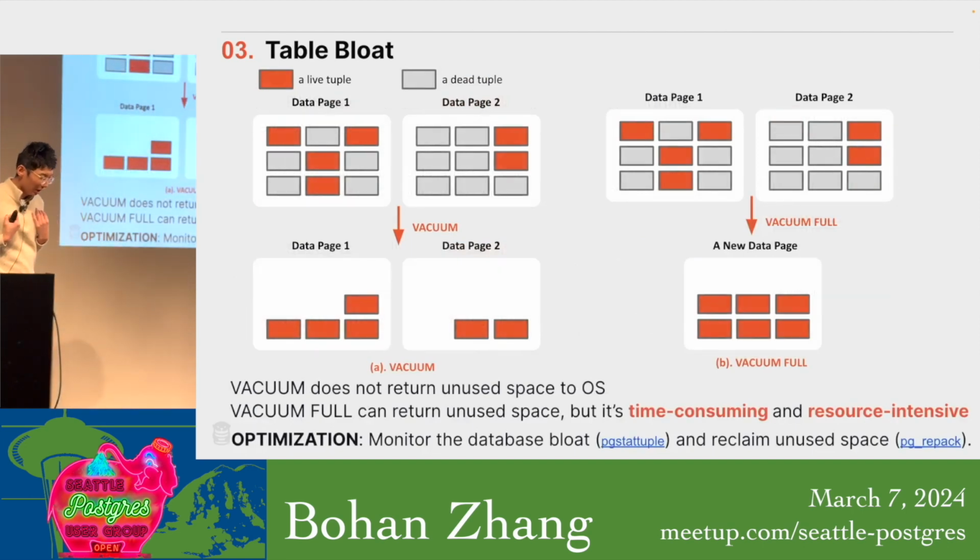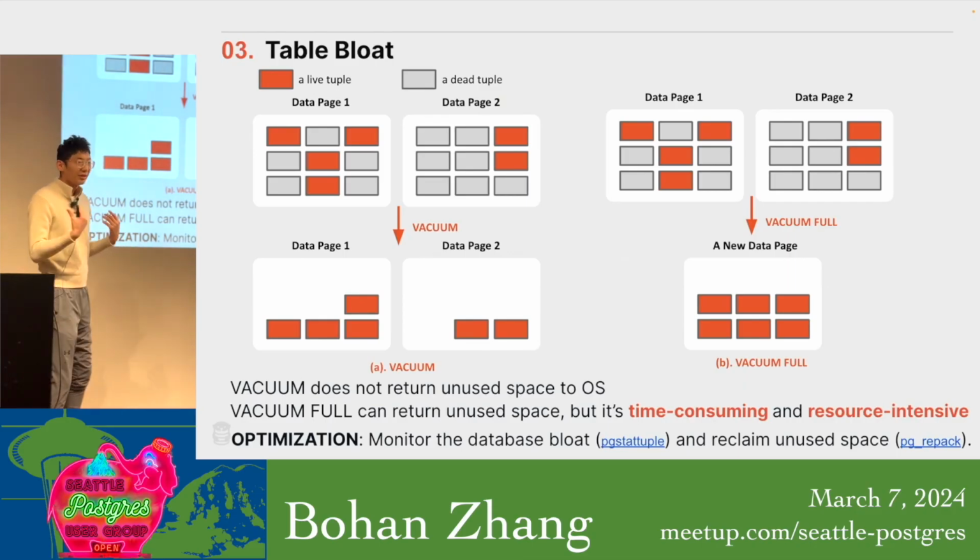To solve this issue, Postgres has autovacuum. We can also run vacuum manually ourselves. But the thing is that vacuum only removes the dead data tuples, but it does not reclaim the storage and return unused space to the operating system. So in this example, we have 2 data pages, and we remove the data tuples in the data pages, but we still have 2 data pages. It cannot return the unused space to the operating system.